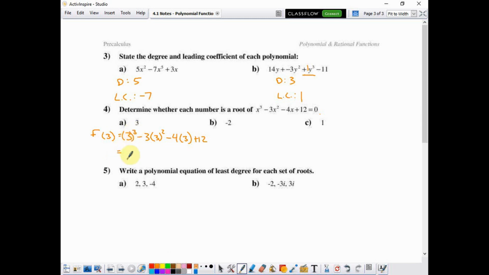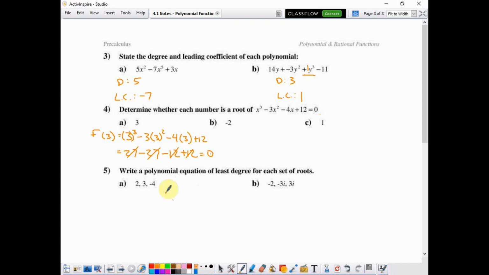So 3 cubed is 27, minus 3 squared is 9, times 3 is 27. 4 times 3 is 12, so minus 12 plus 12. Now notice that 27 minus 27, those cancel each other out. Negative 12 plus 12, those cancel each other out, and we get 0.